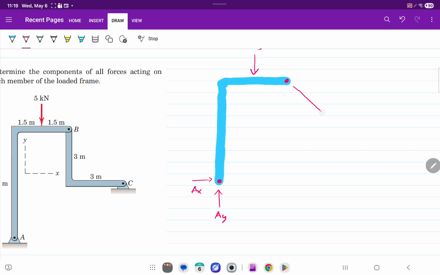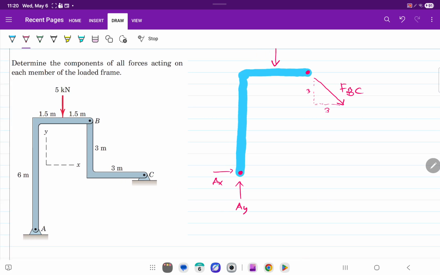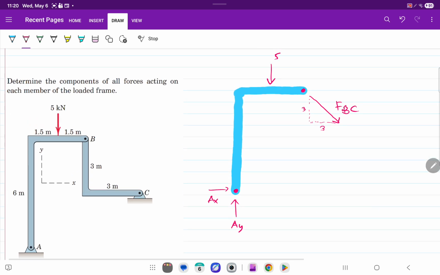Let's call it FBC, that has a 3/3 ratio. Okay, and then can you solve the problem? Yes, because you have one unknown, FBC, you have a second unknown and a third unknown. Pretty straightforward. You can calculate that. How?